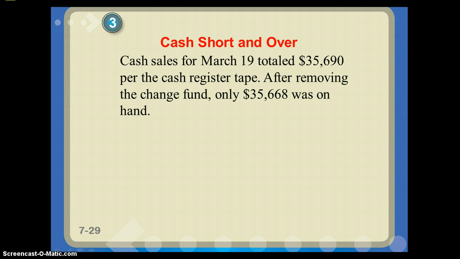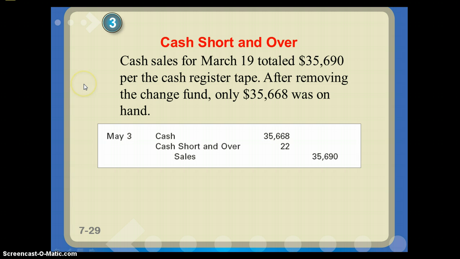Hopefully you remember the entry we did in class. First, you're going to debit cash for the amount that was actually counted in there, the $35,668. That was what was on hand. That's what we physically counted. So that's your debit. We're collecting that cash from the sales. You credit your sales for the amount that the sales register recorded. The difference, well, our cash was short. So we have to put that on the same side as cash. So cash and the short add up to our sales.